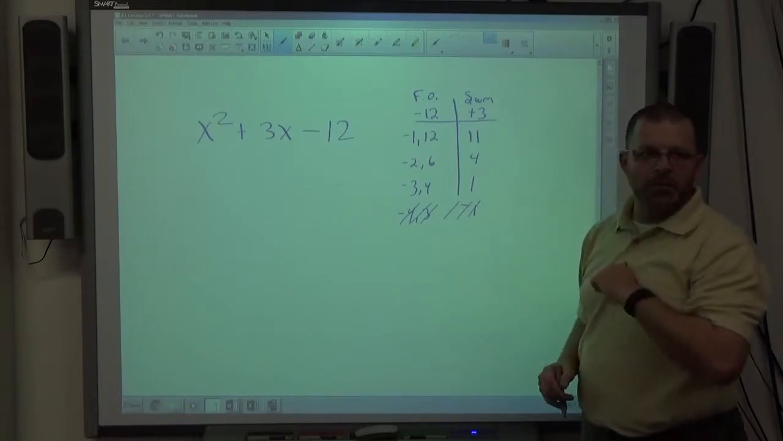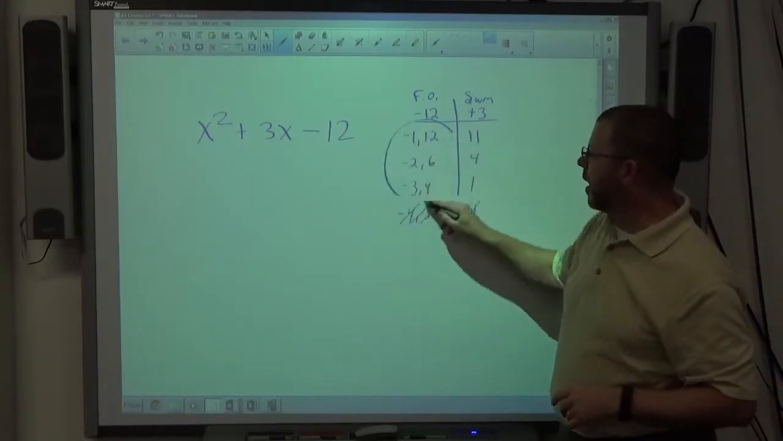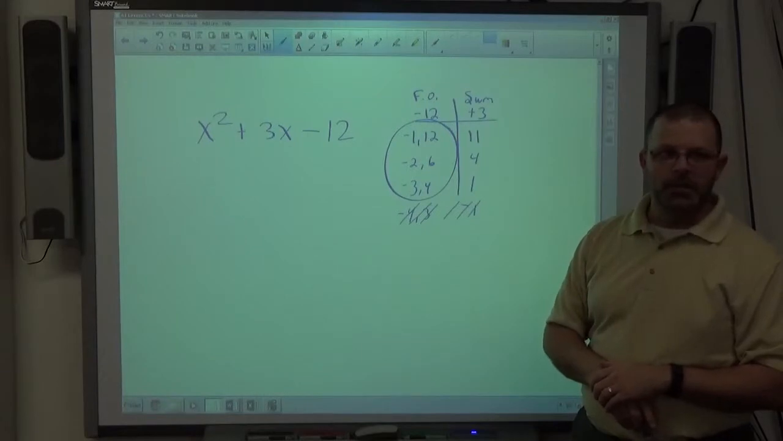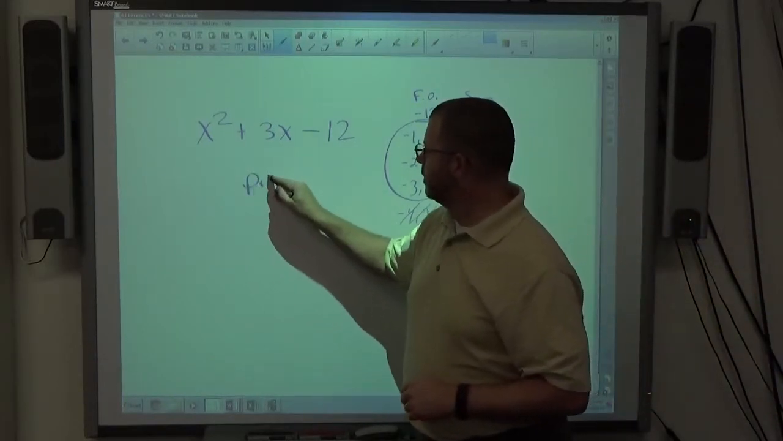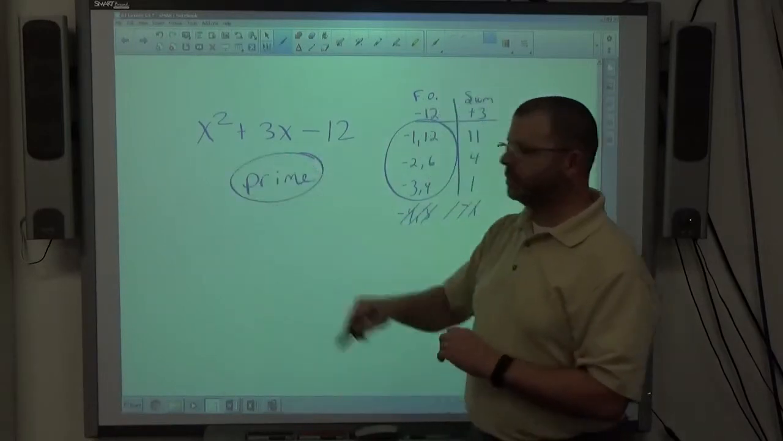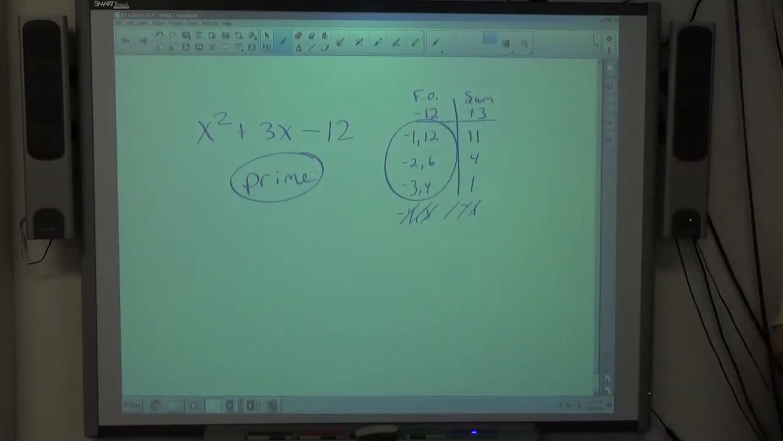That represents prime. So if you do your chart and you go through every single pair, and not one of those pairs makes the correct sum, you write prime. It does not factor. It's not possible to factor. Okay? Other situation.